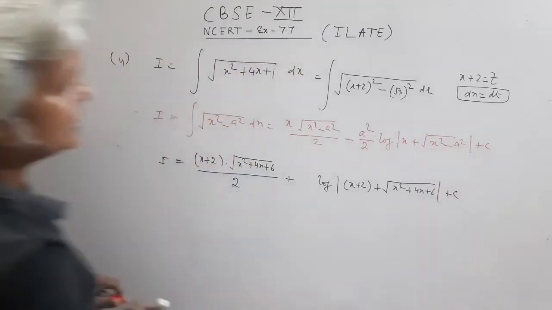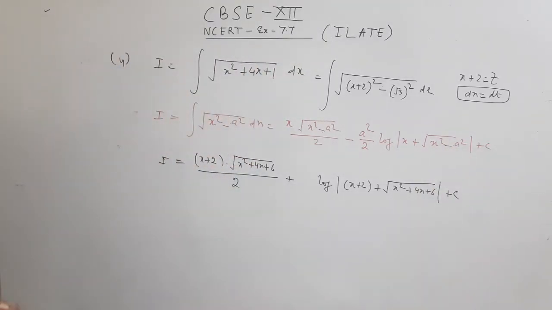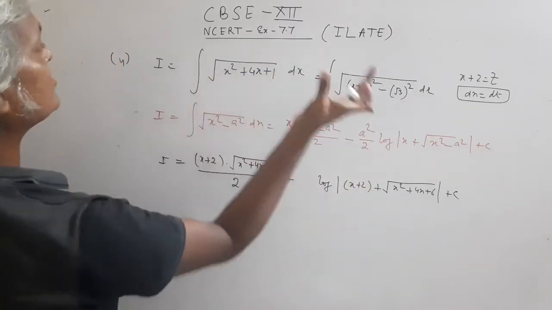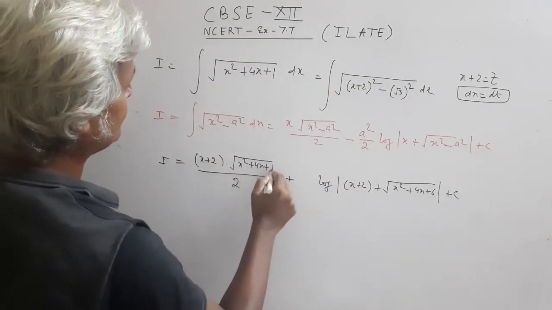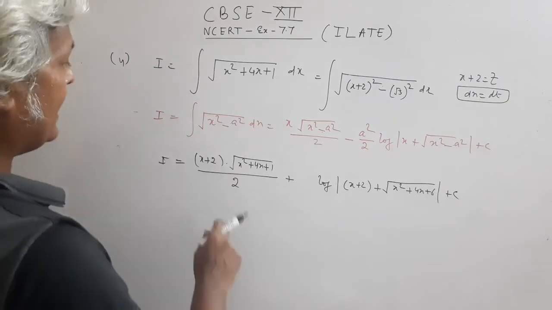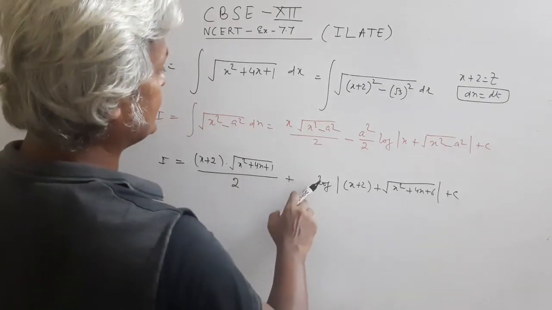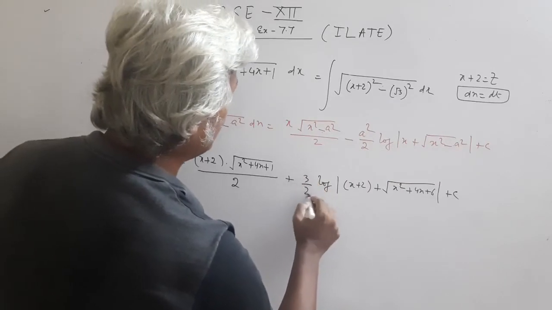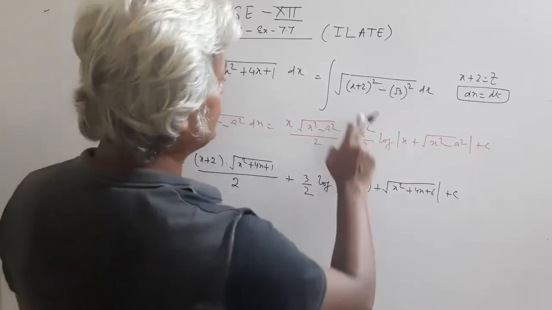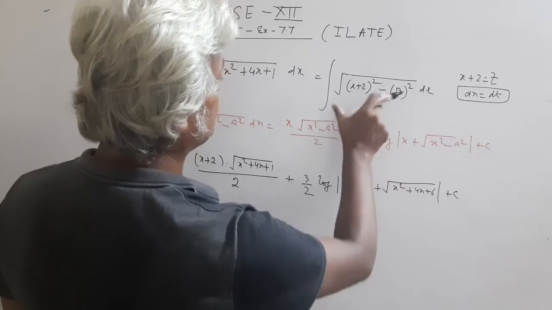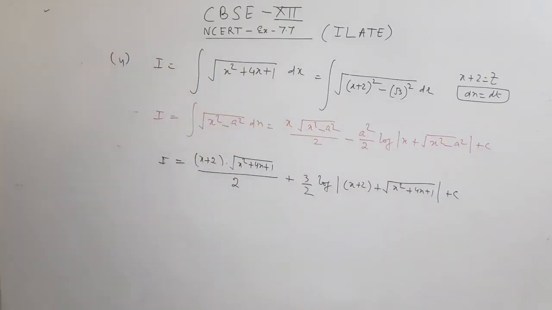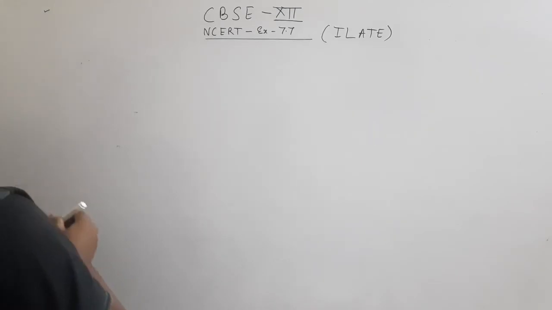This is minus. Done. So in the case of this, right now we have x plus 2, that is fine, and when you write the whole thing square, this will become x square plus 4x plus 1, and this thing, that is a square by 2 with this square, that is 3 by 2 log mod x plus 2, that's fine, plus under root this whole thing, that is x square plus 4x plus 1, and this is the answer. It's done. We have question number 5.